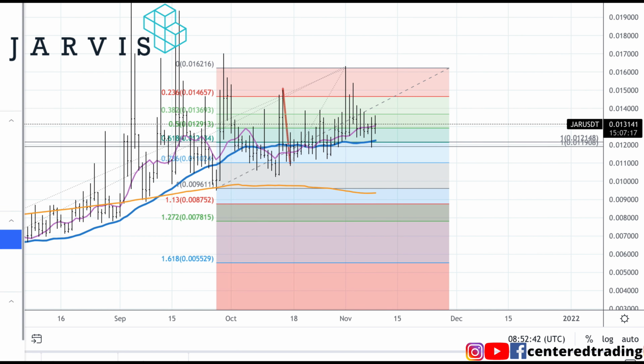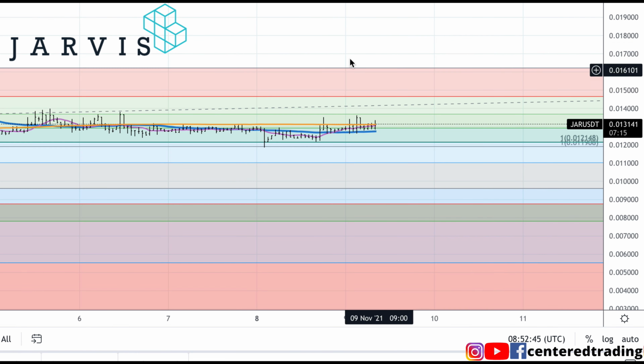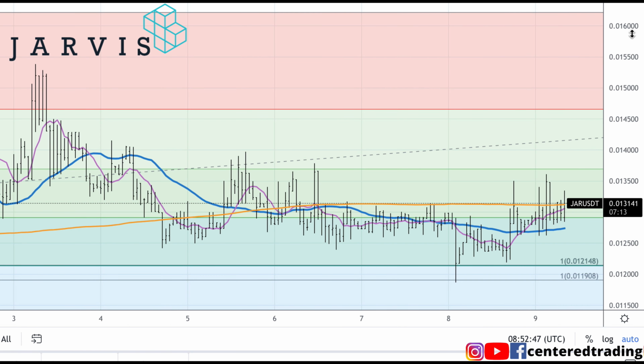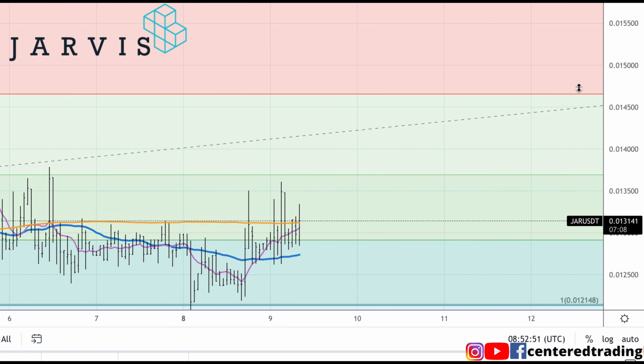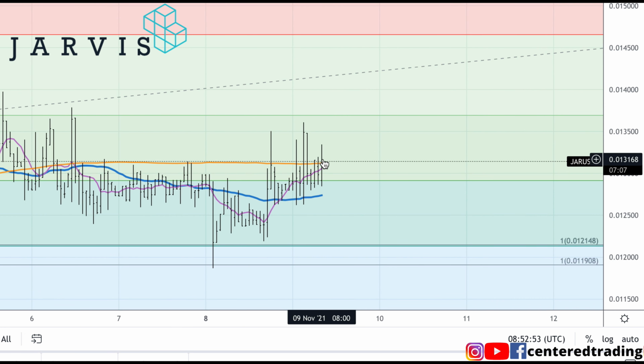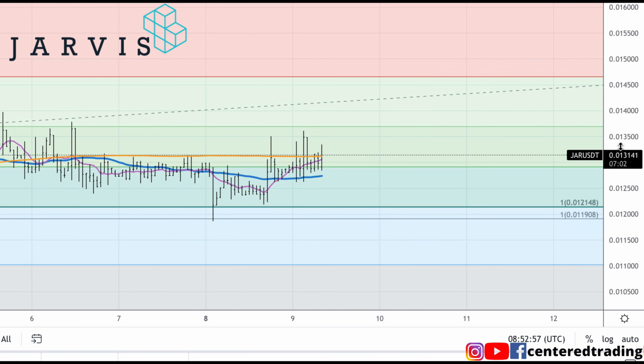Let's jump down to an hourly chart, taking a quick look at price where it's trading in relation to that 200 moving average. It's slightly above that 200 moving average. You want to make sure it continues to establish a series of higher highs and higher lows above that 200 to confirm strength back to the upside.